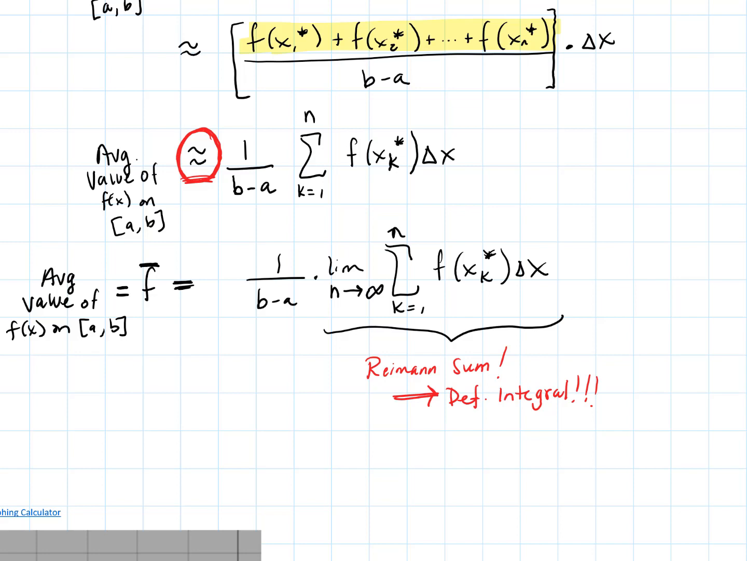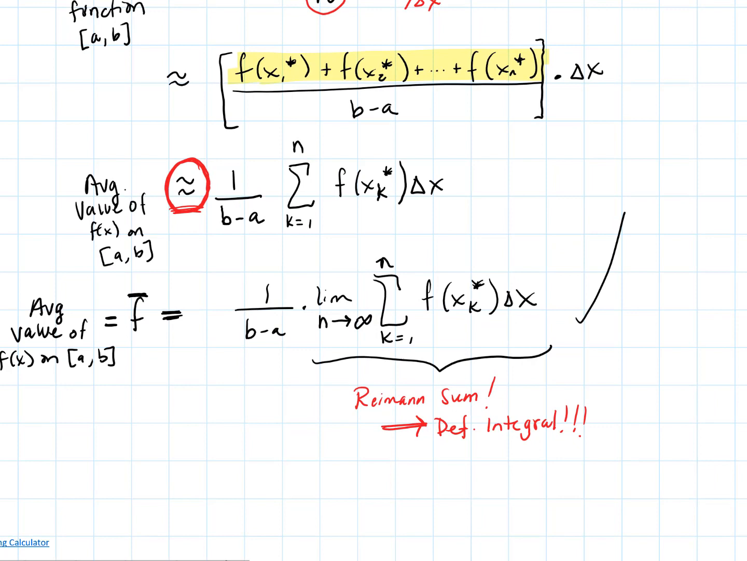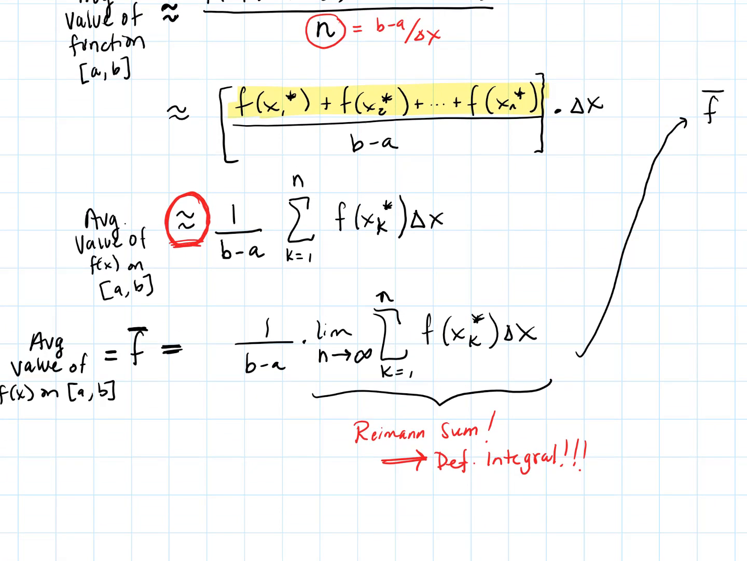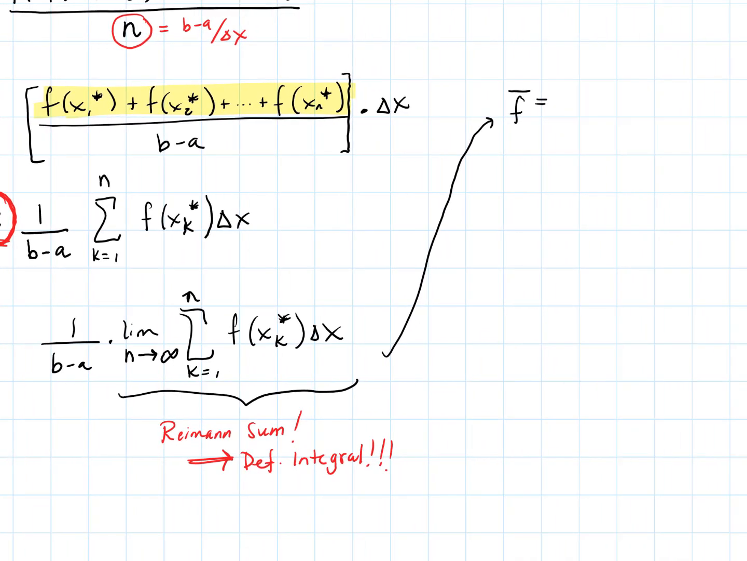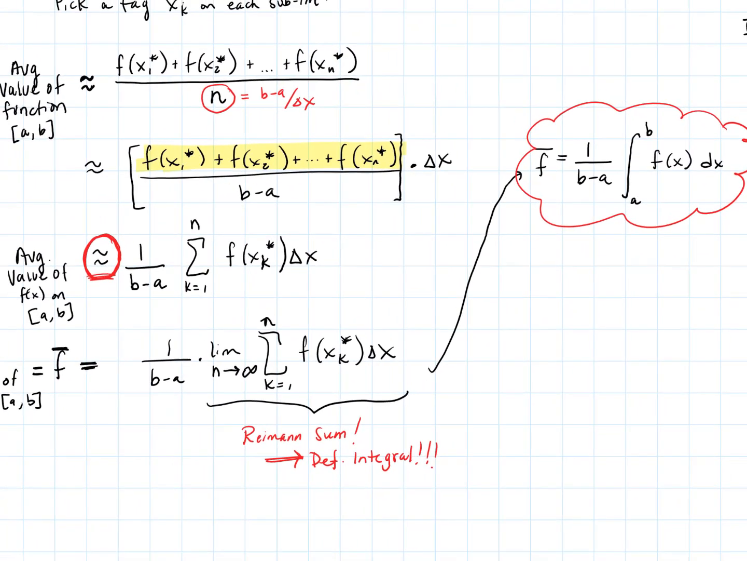And this is a Riemann sum, so we can finish this out by saying that f bar is exactly equal to 1 over b minus a times the definite integral from a to b of f of x dx.